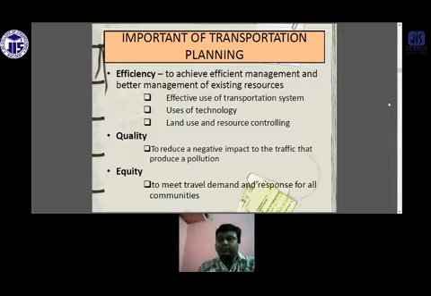So, the importance of transportation planning. First thing is efficiency, to achieve efficient and better management of the existing resources, effective use of the transportation system, use of technology, land use and resource controlling. Next is quality, to reduce the negative impact of traffic that produces pollution. Next, equity, to meet the travel demand and the responses of all the communities.